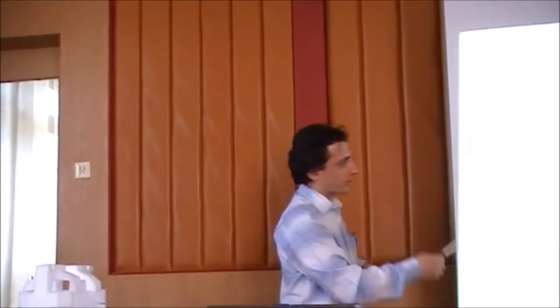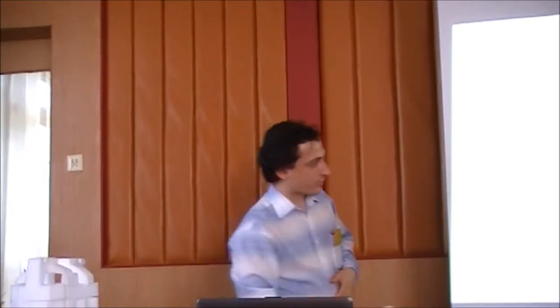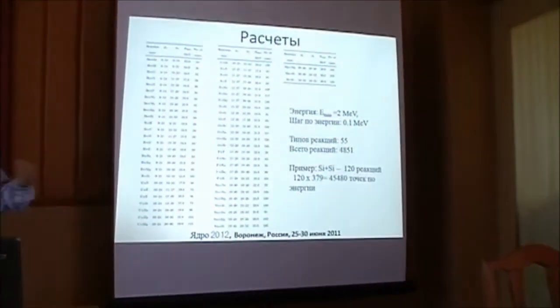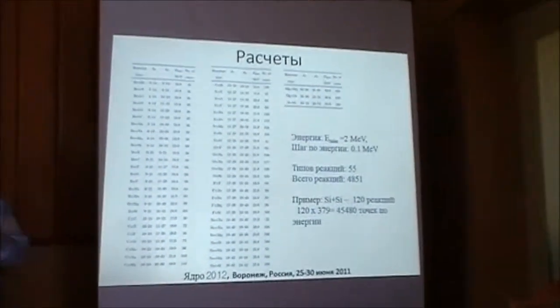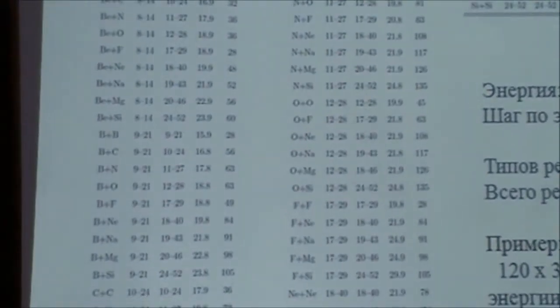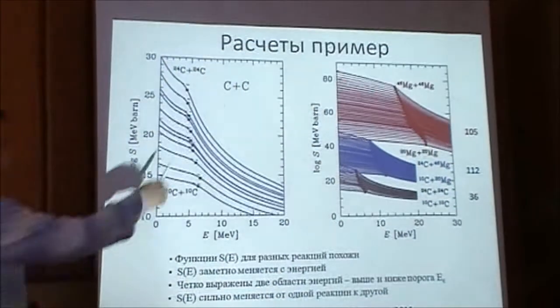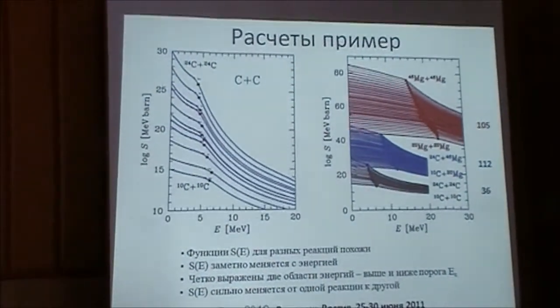And here we present the number of reactions. Finally, we have almost 5,000 reactions, and for each reaction we have the dependence of the astrophysical factor on energy, and you see we have a very large amount of data to fit. An example of this data is shown here. Here is the astrophysical factor for carbon plus carbon reactions for different isotopes of carbon.